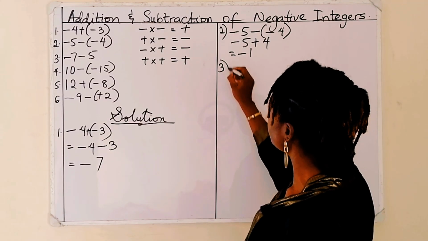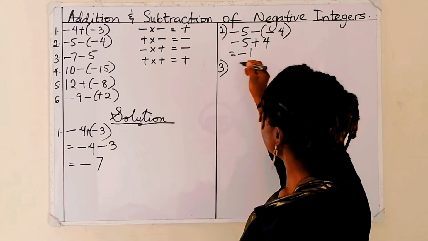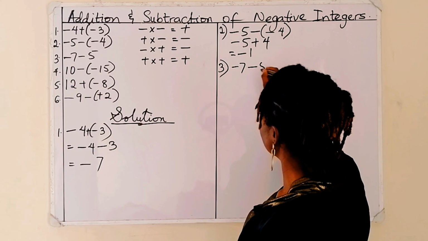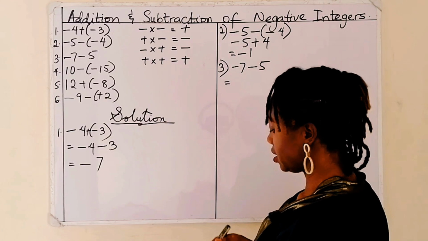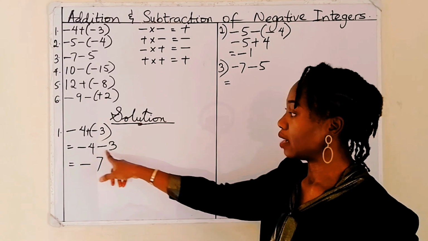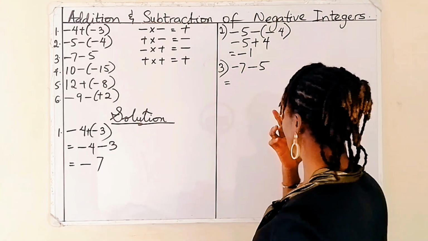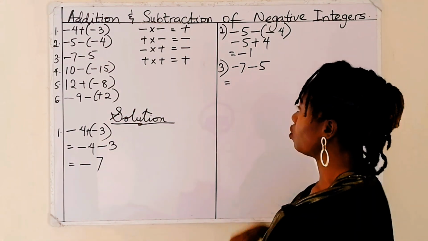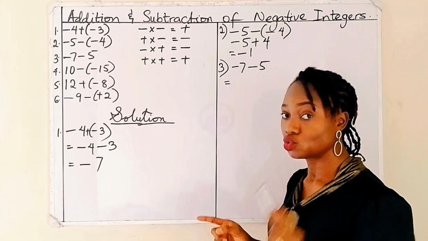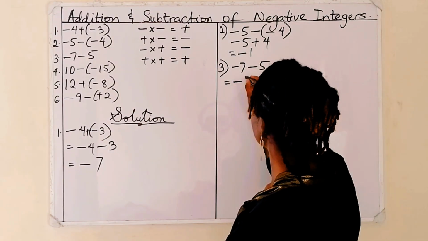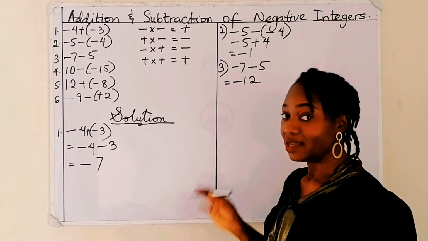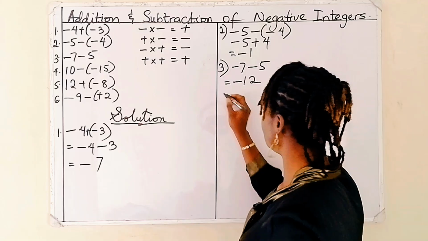Then question 3 is -7 -5. Remember in the first question we said we'll add them together, and then we'll take the sign of the bigger number. So -7 -5 equals -12. And that's it. No further pressure.